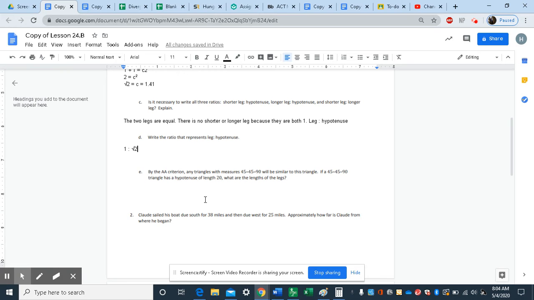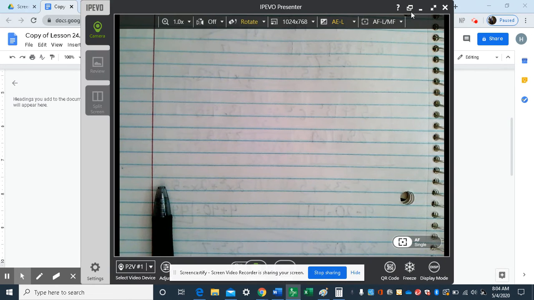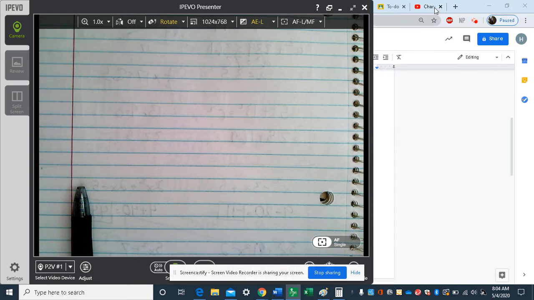By the angle criterion, any triangles with measures 45, 45, and 90 will be similar to this triangle. If a 45, 45, 90 triangle has hypotenuse of length 20, what are the lengths of the legs? Okay, so this is where our proportion knowledge comes into effect. So I am going to switch over to the dot cam so that it's easier to see.